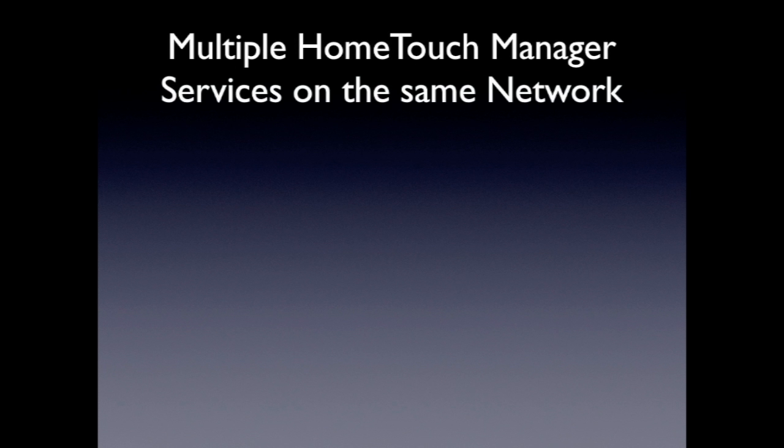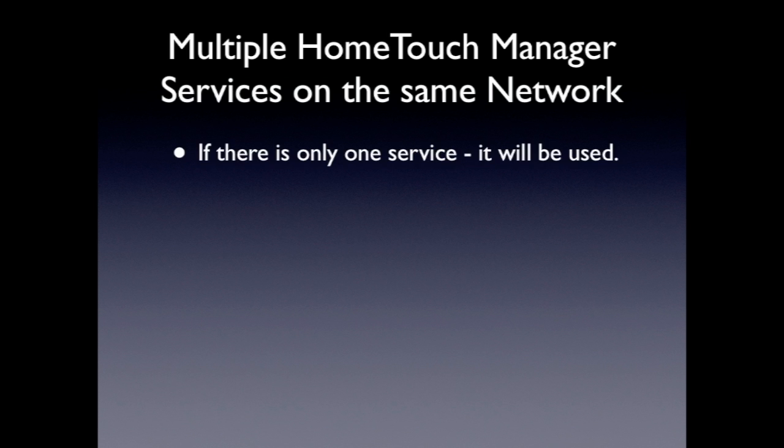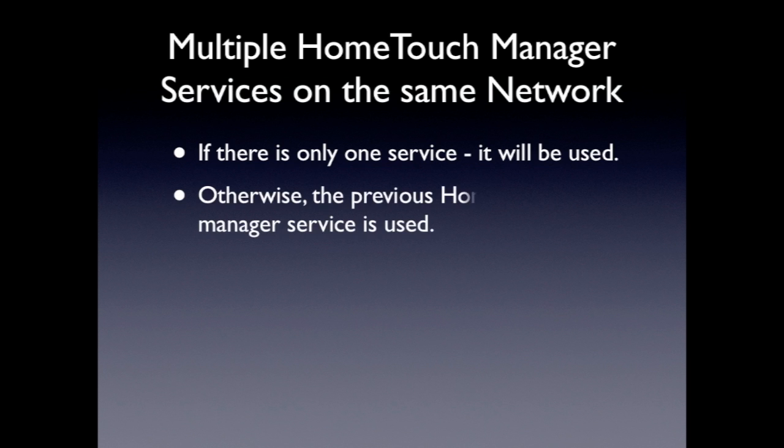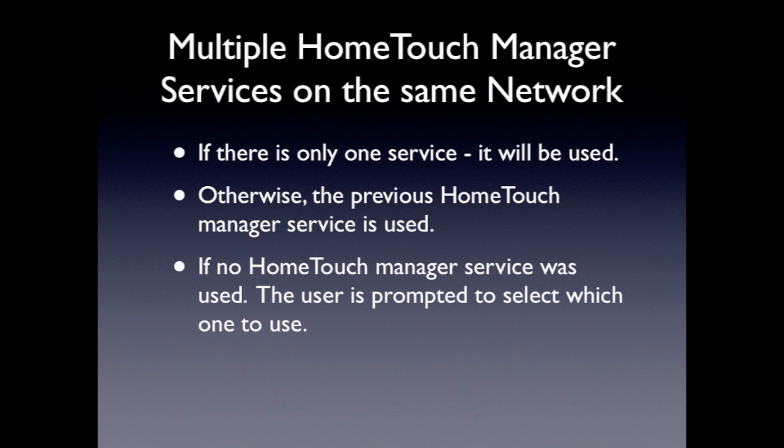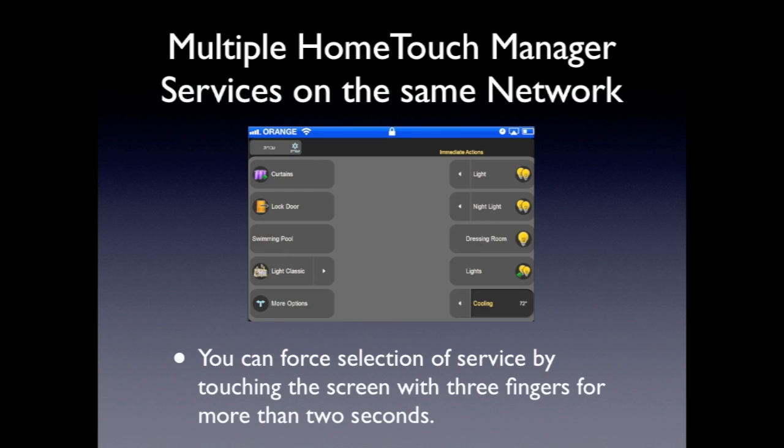There can be multiple HomeTouch Manager services on the same network. If there is only one service, which is quite common, this one will be used. Otherwise, if there is more than one, the previously used HomeTouch Manager service is used by default. If no HomeTouch Manager service was used, the user is prompted to select which one to use. You can force selection of service by touching the screen with 3 fingers for more than 2 seconds.